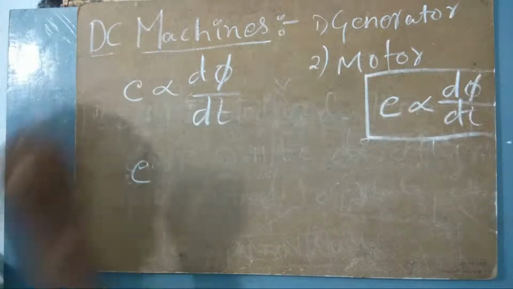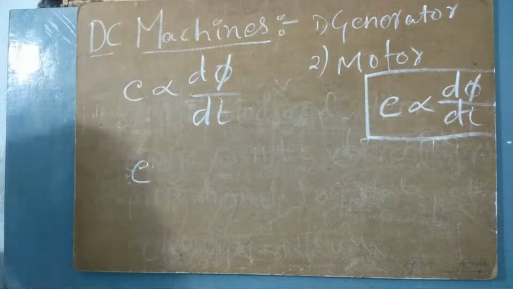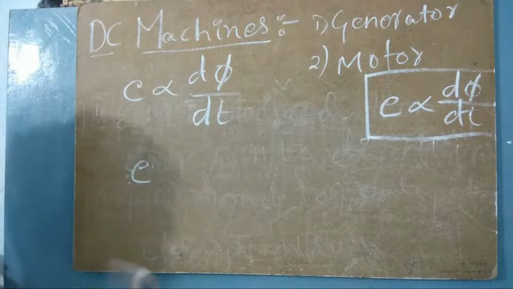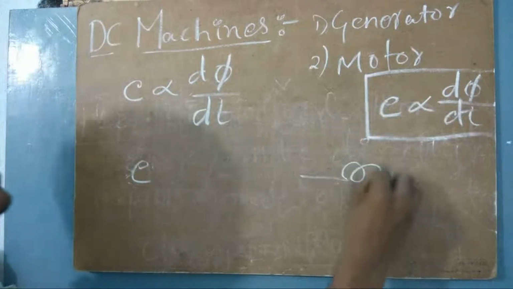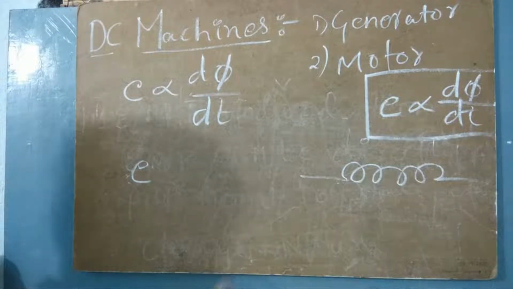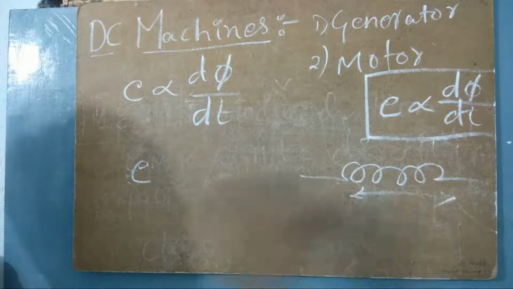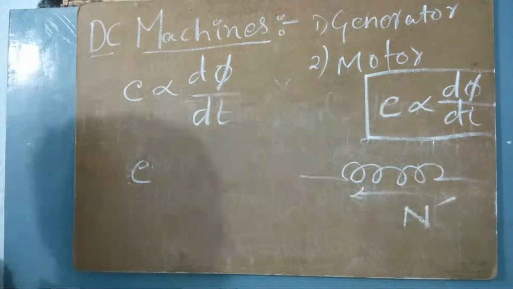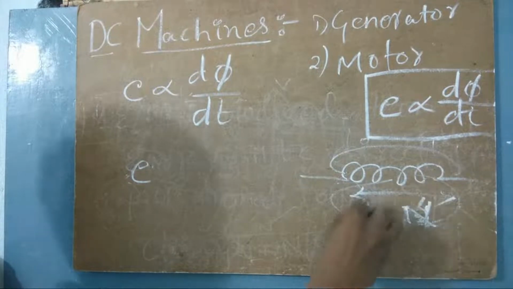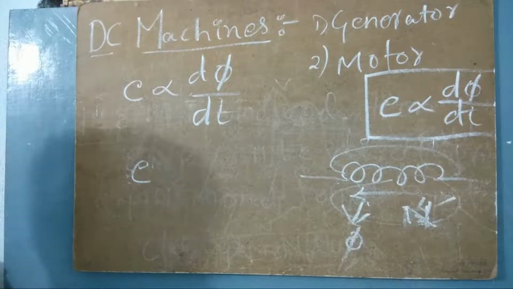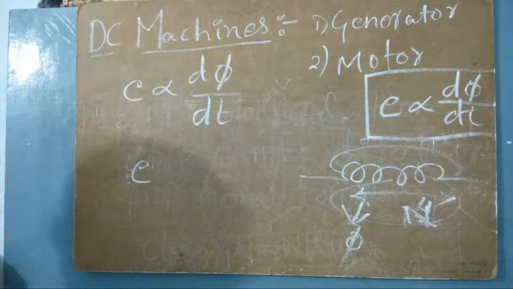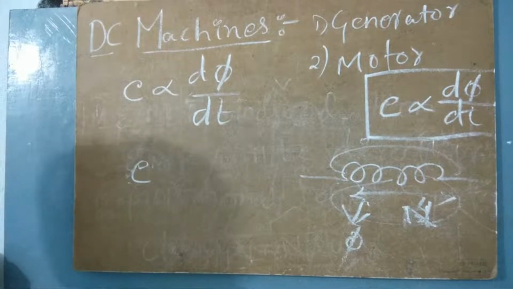For removing this proportionality, we have to bring in a constant. So in this solenoid, or maybe an inductor, whatever you want, it is having N turns. So what is constant here? N is constant, right? It is also producing some flux. As we are having N as a constant, we can put N as a proportionality constant here.